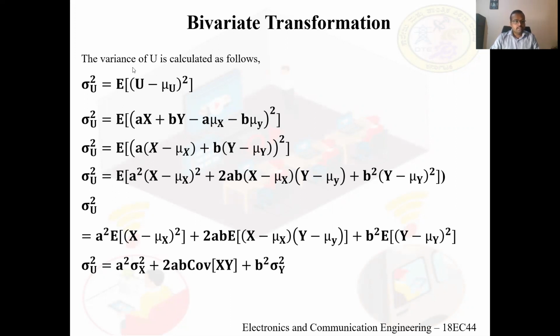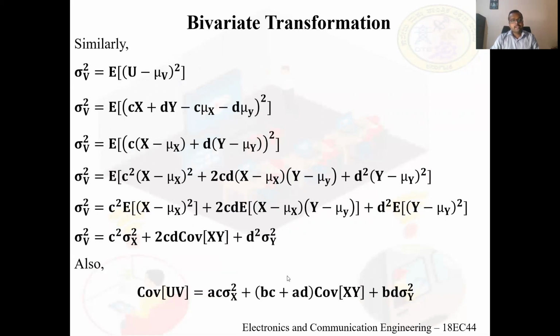Now we know the variance of u. Variance of u is a square sigma square x plus 2ab covariance of xy plus b square sigma square y. Now similarly, how do you calculate the variance for the new random variable v? The procedure is similar to how we did it for the random variable u. Substitute for v and mu v: cx plus dy minus c mu x minus d mu y whole square.